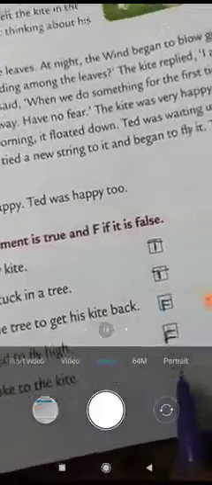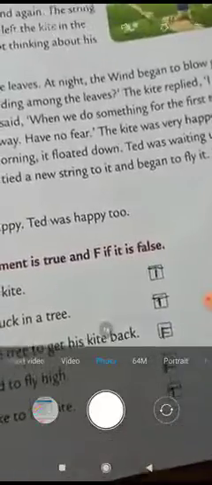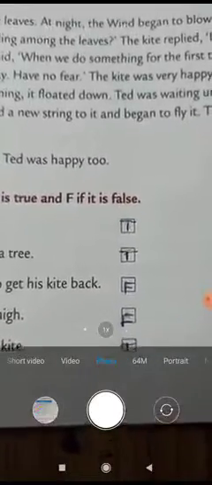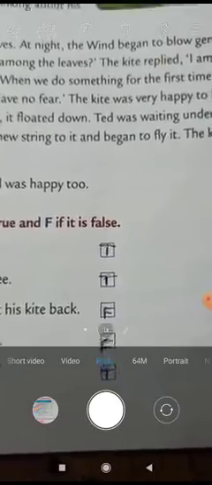Number 5, the wind spoke to the kite. Yes, the wind spoke to the kite and encouraged him to fly high, not to be scared. If you try for the first time, you will get the feeling of fear, but later you will be all right. That is when it came down and Ted got the kite and he tried to fly it again. Now we will not do exercise B now. I will be doing C and D today in this class. We will do B and E in our next tomorrow's video class.